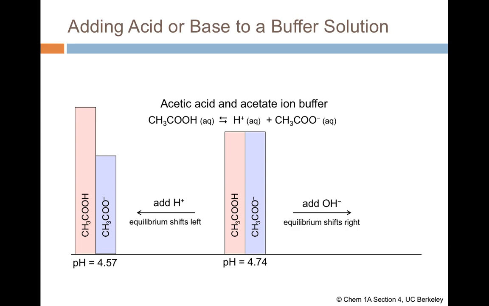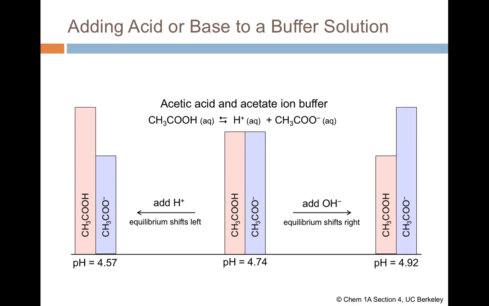If you were to add OH- instead, that will deplete the H+ product and the equilibrium will shift towards the right, producing more acetate and depleting some of the acetic acid, but once again, these changes are small compared to the large initial concentrations, and so the pH does not change very much.